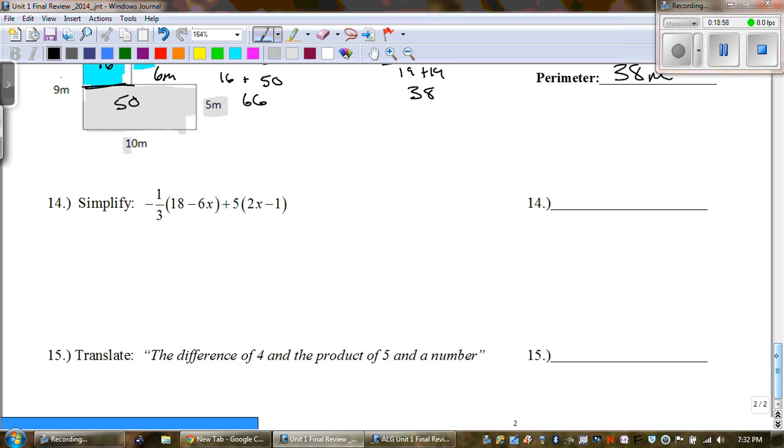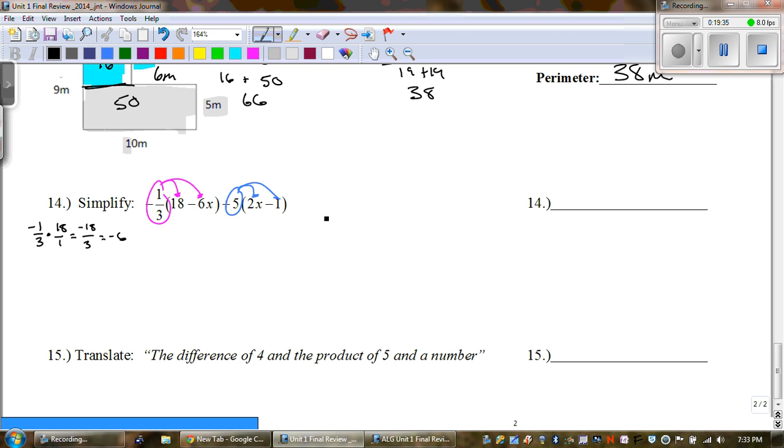Okay, number 14. Simplify. How do you want to simplify this? What do we do? I forgot. You distribute. Okay, so we have to distribute both of these into the parentheses. Okay, so off to the side, you're doing negative 1/3 times 18 over 1. And remember, you can just multiply straight across. You got negative 18 over 3, which is negative 6.